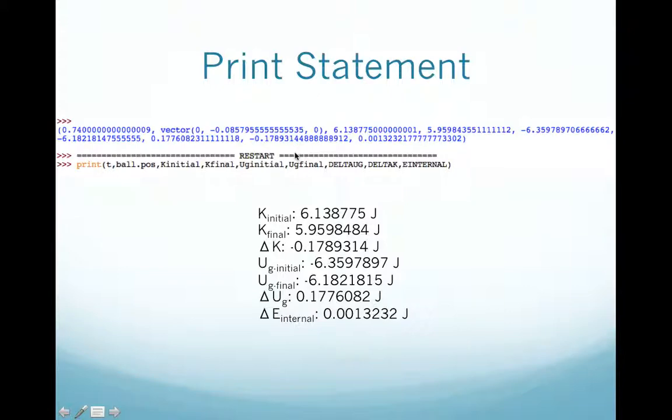Here is the print statement that I referred to. I was able to find the kinetic energies, the change of those kinetic energies, the potential energy, the change in potential energy, and the internal energy. As you can see, the change in kinetic energy decreased, and the change in gravitational potential energy increased, but there's still some discrepancy. There is about a 0.001 joules difference that is lost, and that is the change in internal energy, which we will talk about later. So the energy principle is not broken, because there's an internal energy, and energy is not lost.